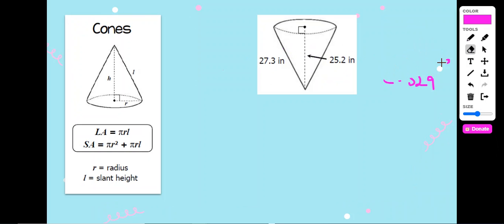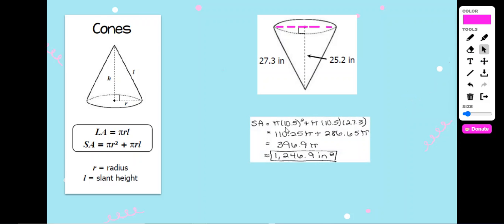You'll notice they did make you solve using Pythagorean Theorem. Heavy sigh from the room. I hear you groaning, even though I'm not there. All right, let's check it out.